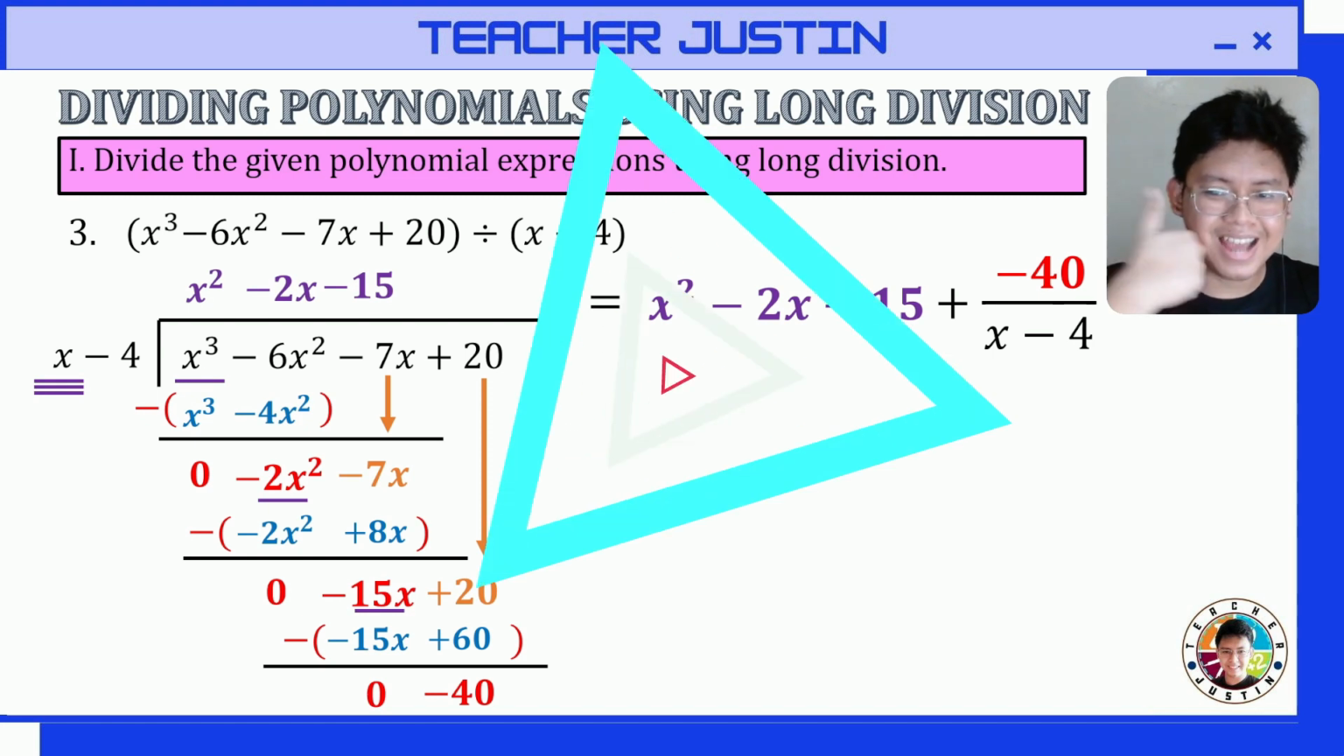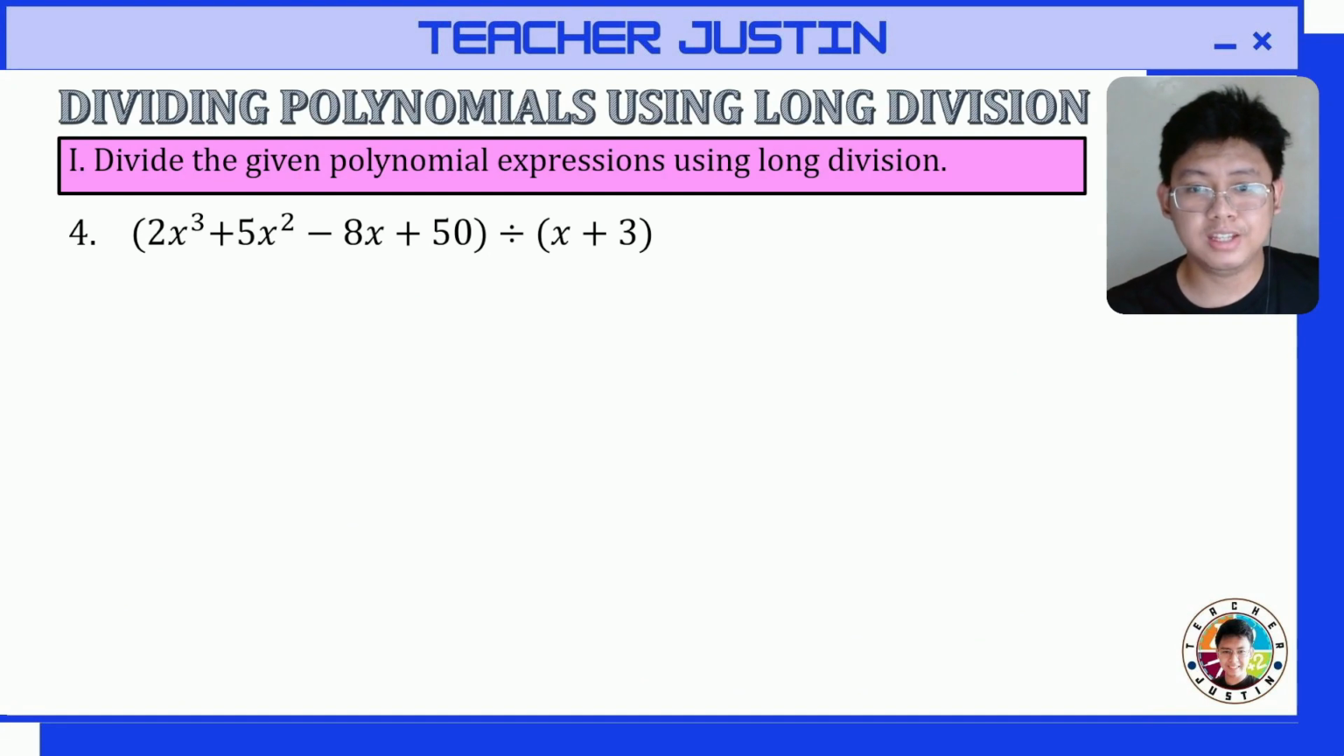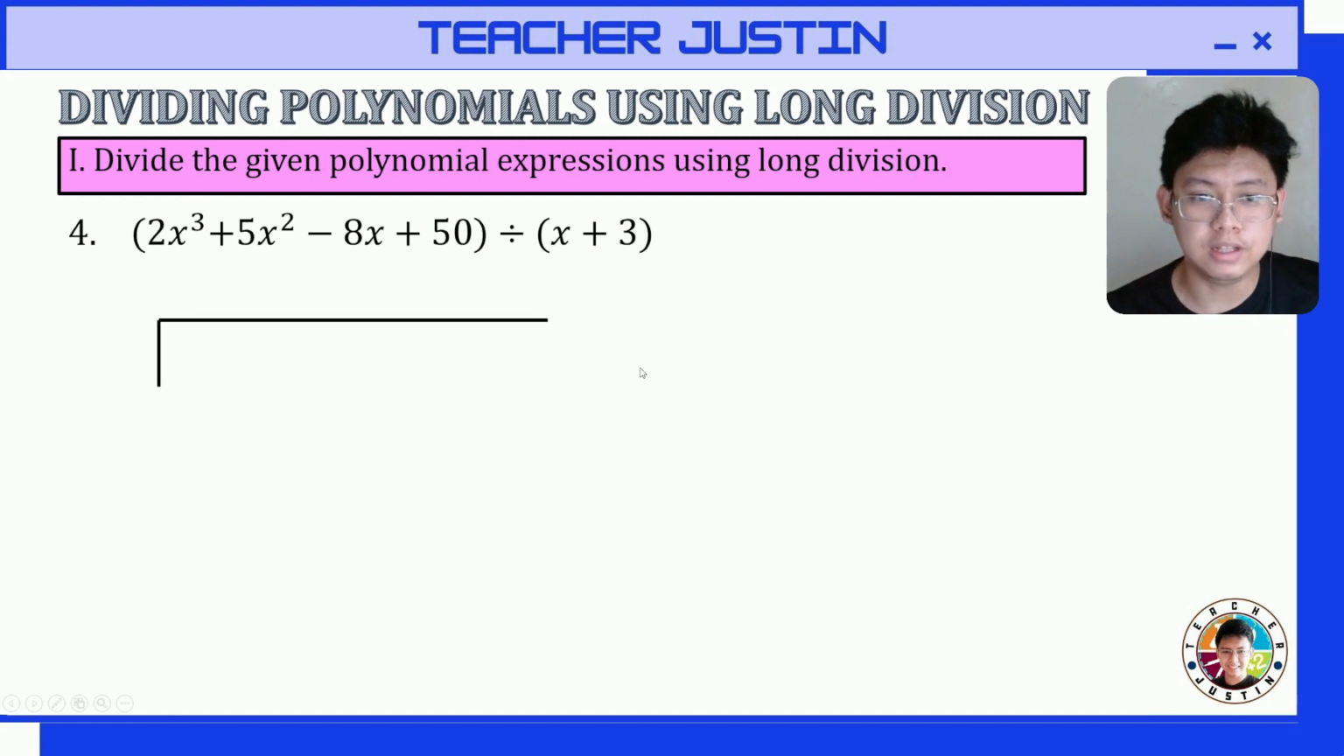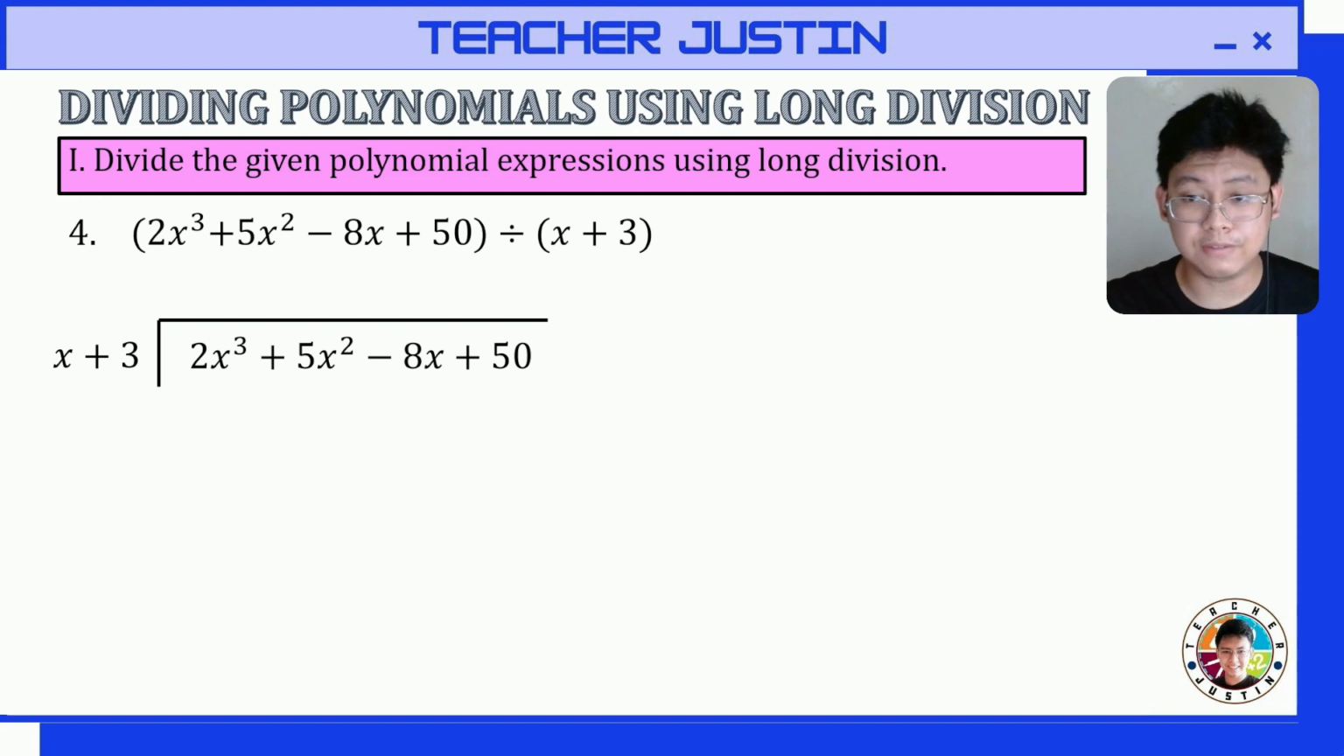Ta-da! Alright. Okay, let's divide these polynomials using long division. Let's identify our dividend and our divisor. The dividend here is the first polynomial, 2x cubed plus 5x squared minus 8x plus 50, which we place inside our division bar. Then the second polynomial, x plus 3, will be placed outside our long division.